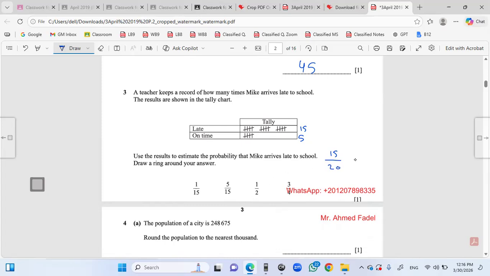Mister, I don't have this here. Yeah, because you haven't simplified yet. Simplify: you divide this by 5 is 3, you divide this by 5 is 4.